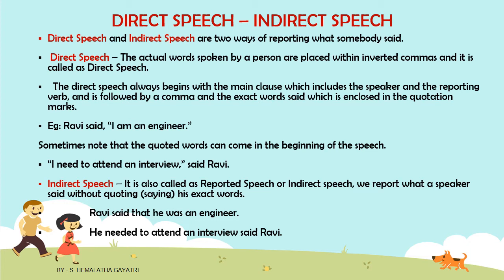So like this, children, you have to understand and change the pronouns, change the tense when you are changing. Remove the comma, remove the quotation marks, and place the connector. In this way, you are going to remember certain things when you are changing from direct speech to indirect speech. Let's learn more rules here.